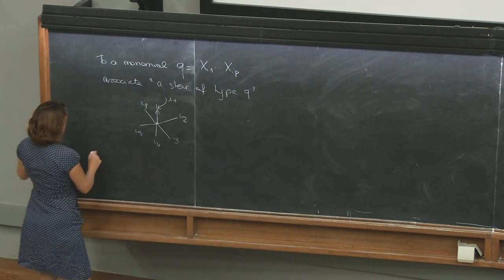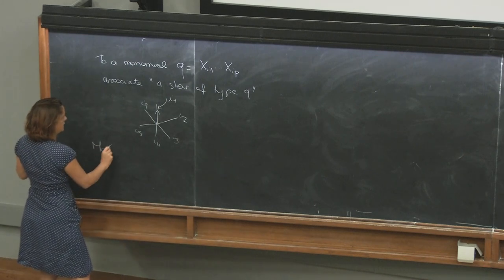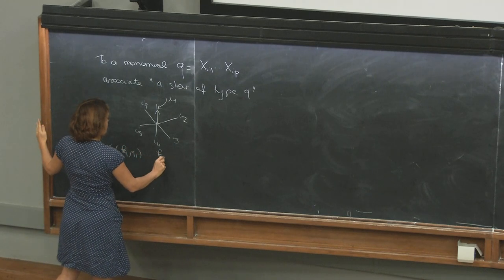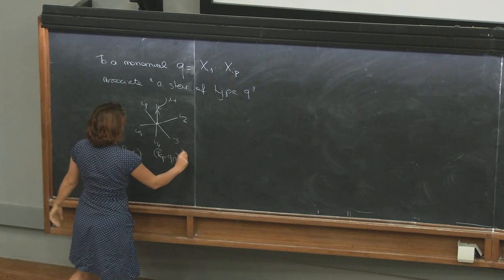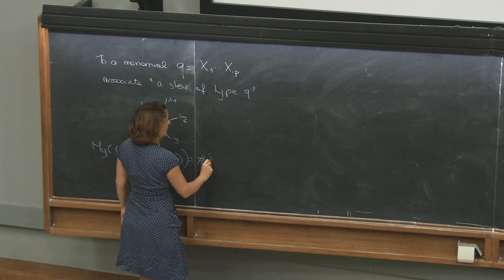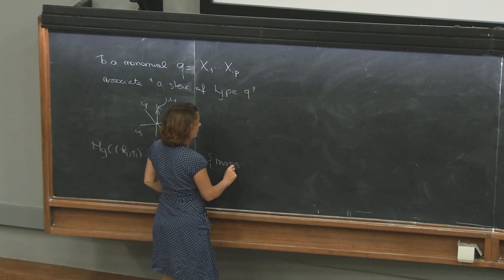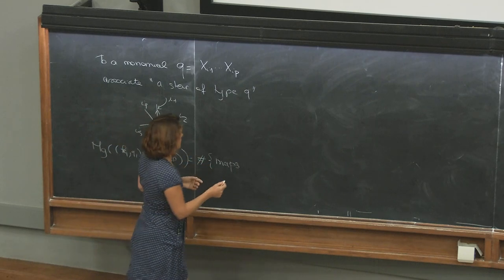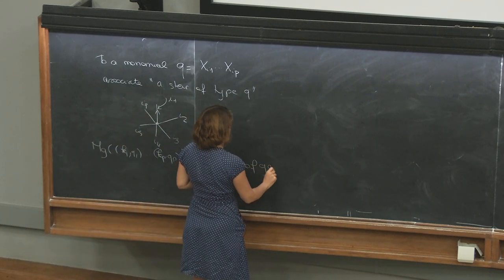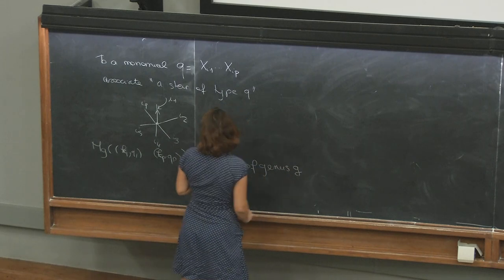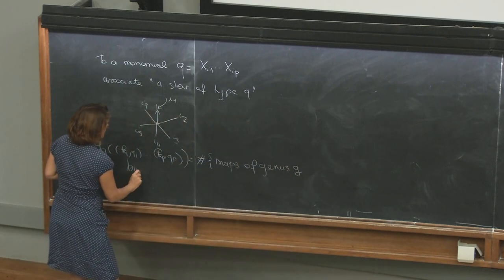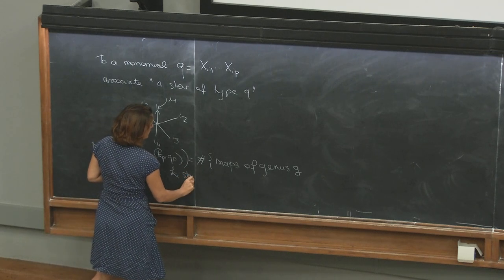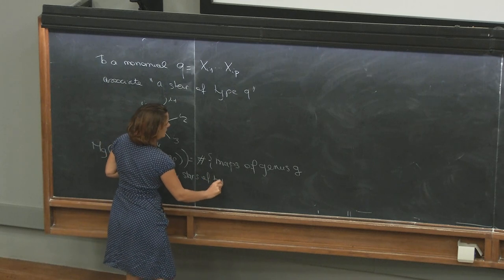And then M_g(q1, q1, ..., qp, qp), that's the number of maps. Remember that maps are connected graphs that you can draw on the surface, of genus g, which is built on k_i stars of type q_i.